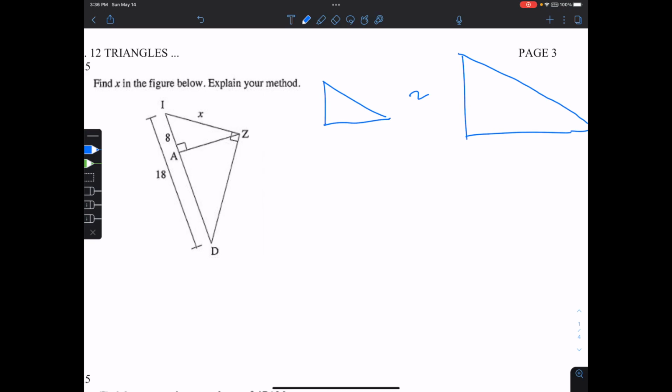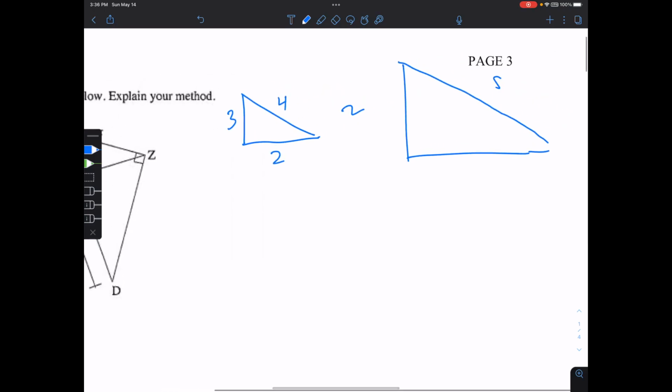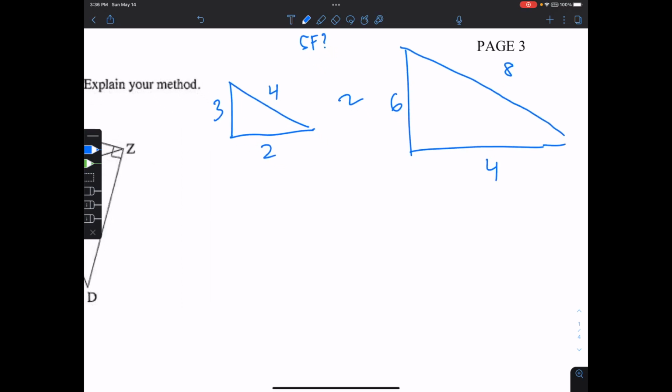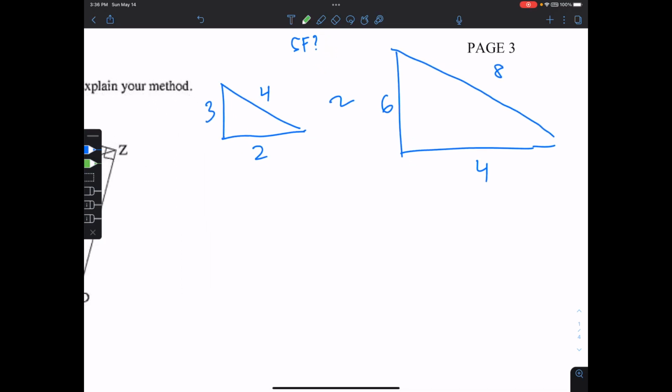So I'll just create a few similar triangles here. I'll make this side 4, this side 3, and this side 2. And I'll make this side 8, 6, and 4. Obviously, you know that the scale factor is 2. But what if we didn't obviously see that the scale factor was 2? How would we find the scale factor? One way we could find the scale factor is comparing the sides. If we see the two largest sides, if we do one over the other, we get the scale factor.